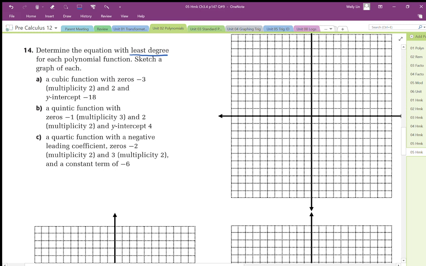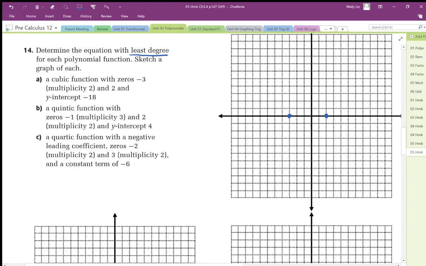So we have a cubic function, which tells us the degree, with zeros at -3 with a multiplicity of 2. So I'm going to draw -3 here, and a multiplicity of 2 means it bounces, and a zero at x is 2, and a y-intercept at -18.